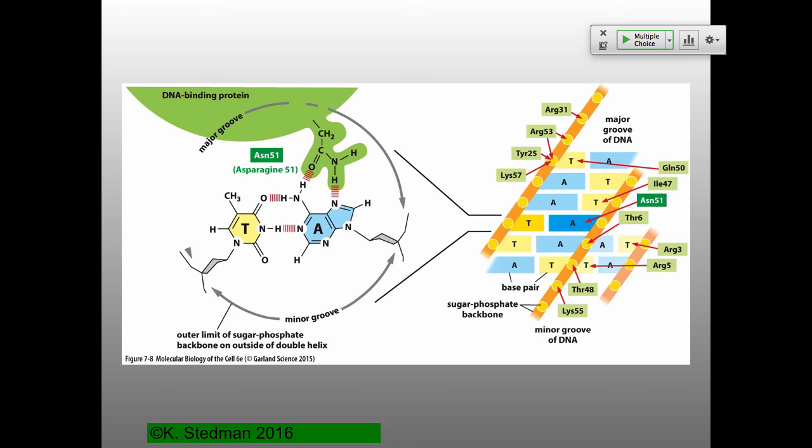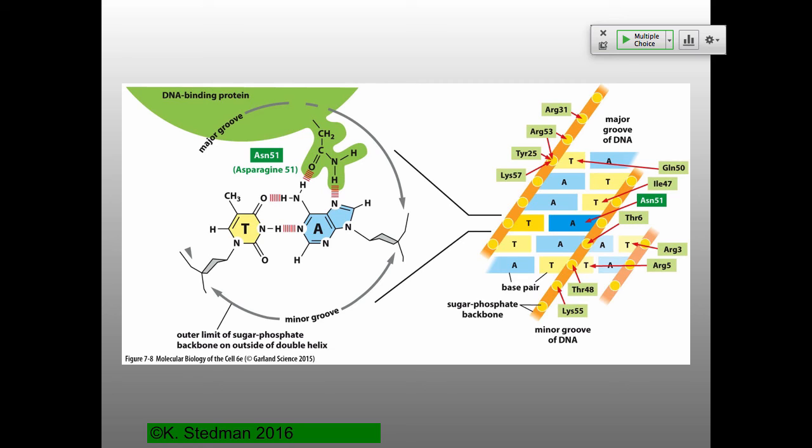Yeah? What are all the different numbers here? Like Asn 51, for instance, here. So this is the 51st amino acid in this particular protein, which is an asparagine. Here's arginine at position 53, tyrosine at 25, lysine at 57. And what this is telling you is that that protein has a three-dimensional structure. So all of these side chains coming from various different parts of the protein are all now interacting with the DNA. But it's really hard, again, to predict what those are going to be. And that's basically all that this is about.